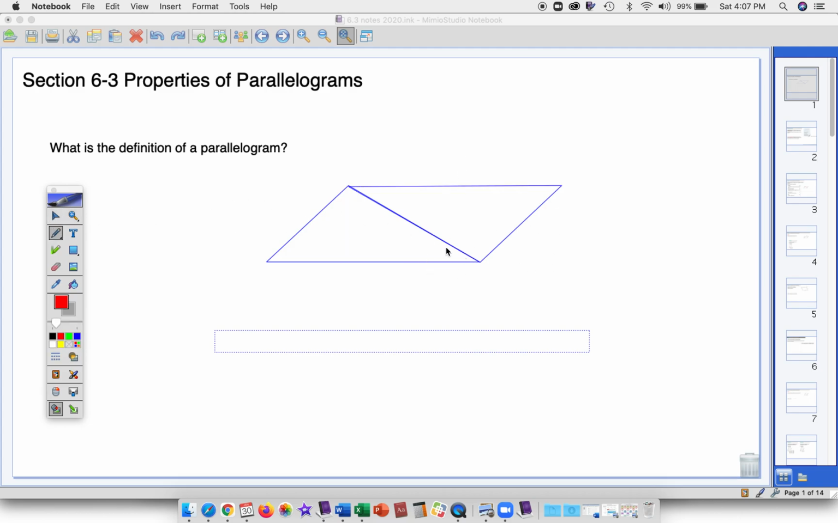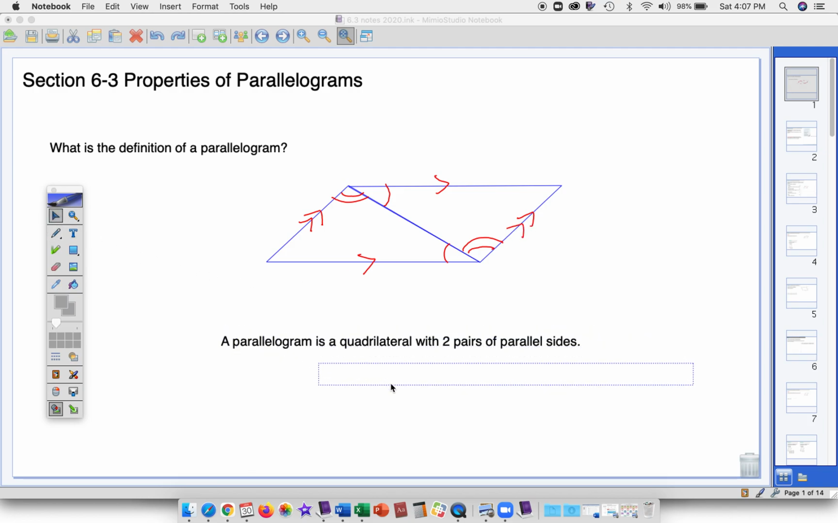Since the triangle is duplicated, I know that this angle is congruent to this angle. And these angles are alternate interiors. When I have congruent alternate interiors, then I know this side is parallel to this side. I also know that this angle is congruent to this angle. For the same reasoning, again, these are alternate interiors, so I know that this side is parallel to this side. So that is the definition of a parallelogram. It's a quadrilateral with two pairs of parallel sides.